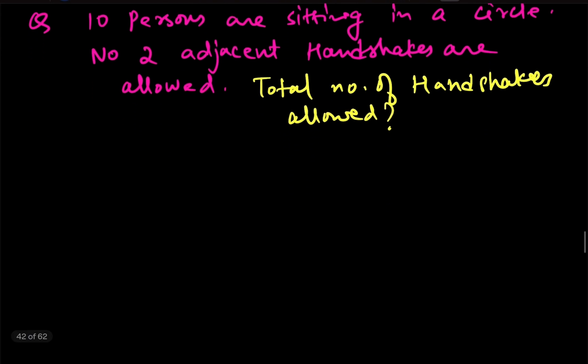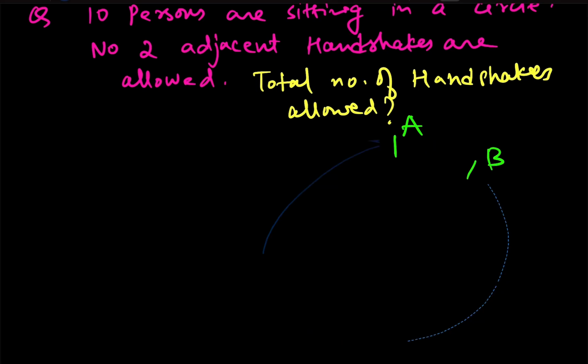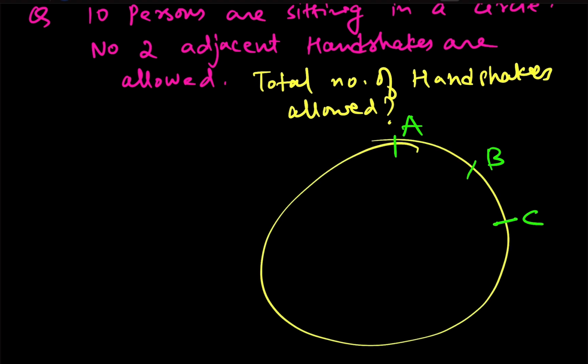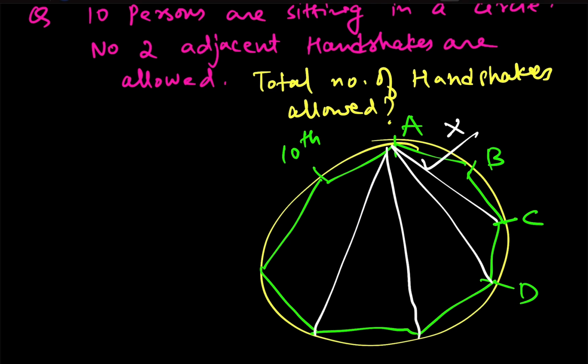To solve this question, suppose you think of a circle where people are sitting here. Suppose A is sitting here, B is sitting here, similarly C is sitting here, D is sitting here, and similarly the 10th person is sitting here. So here if you see, this is a polygon with 10 sides, and two adjacent handshakes are not allowed. It means that you have to not consider the sides, so they are just asking you the number of diagonals. This is the possible handshakes allowed.